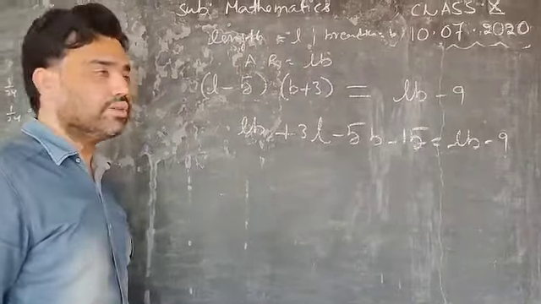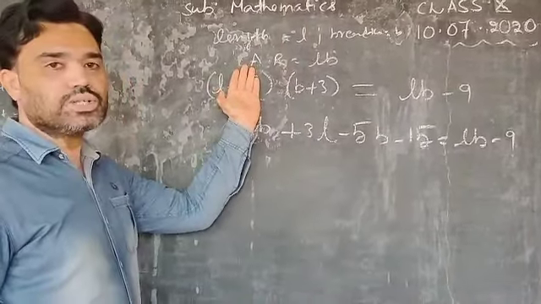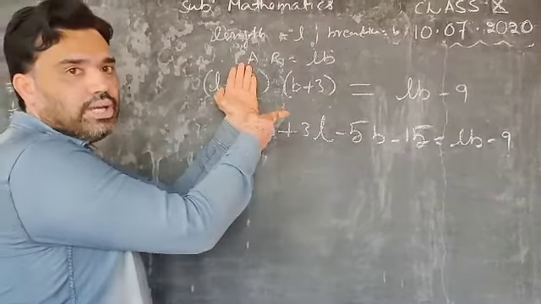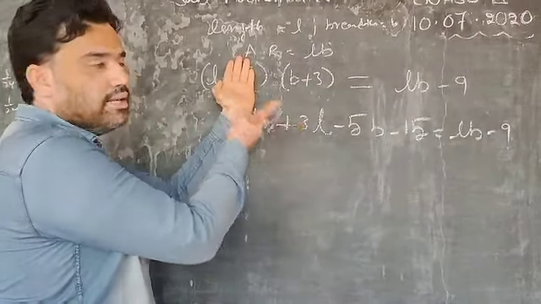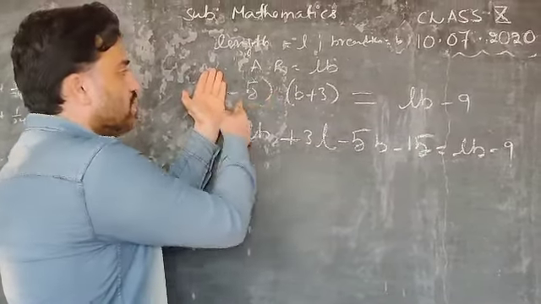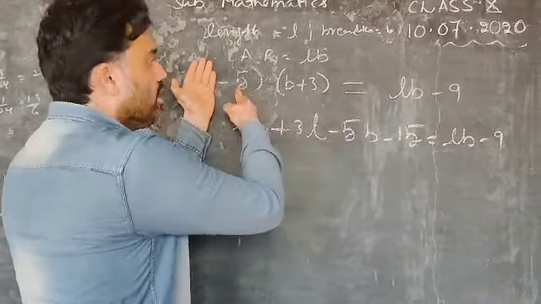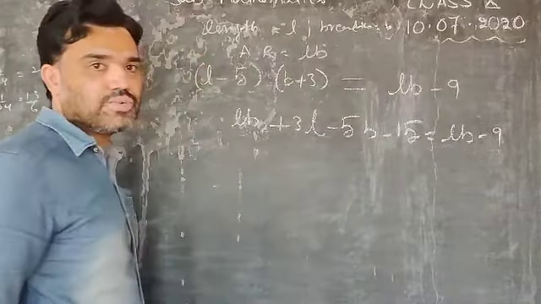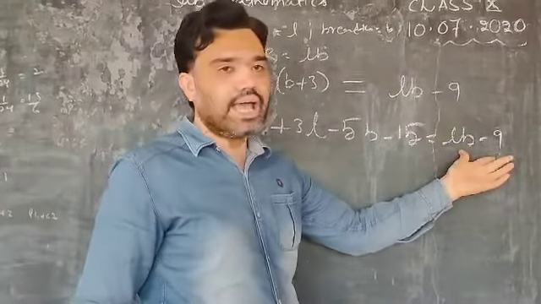Once again, children, close the bracket of minus 5. Multiply by L. L into B, LB. L into 3, 3L. Next what do you multiply by? Minus 5. L into minus 5, minus 5B. Minus 5 into 3, minus 15. LB minus 9, as it is I have written.